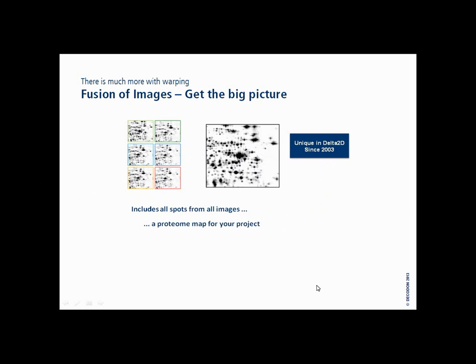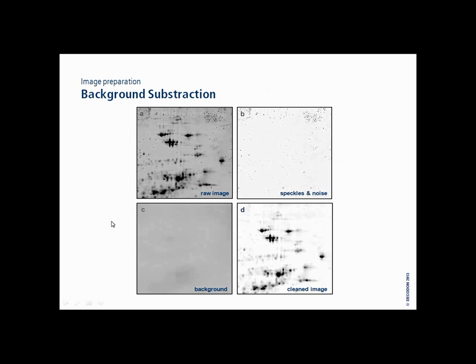This is unique in Delta 2D. We invented this in 2003, and this helps a lot to get advanced on the way to complete expression profiles. At the same time, when doing this, a lot of things are done with the images. One is in fact done when you import images. Speckles will be removed if you like, and also background is removed when fusing the images so that the result, the fused image, will have a clear contrast and the background is not visible anymore. It does not disturb your analysis anymore.